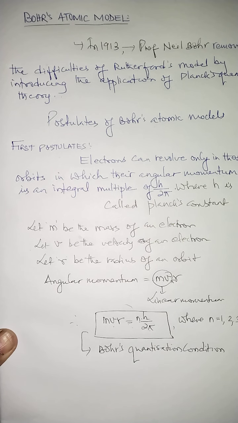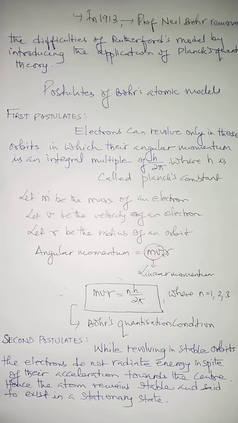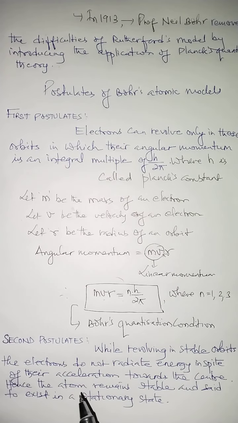Now we go to the next postulate, the second postulate. The second postulate proposed by Niels Bohr is very important, and it corrects the drawback observed in Rutherford's atomic model. One of the first drawbacks you saw in Rutherford's atomic model was regarding the stability of the atom.